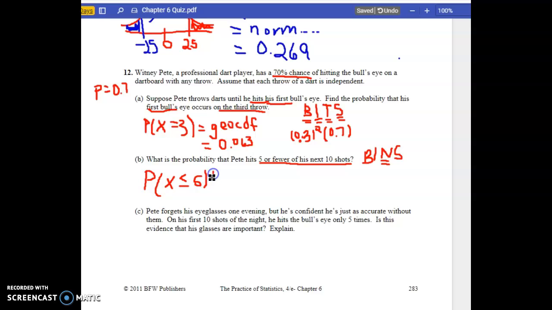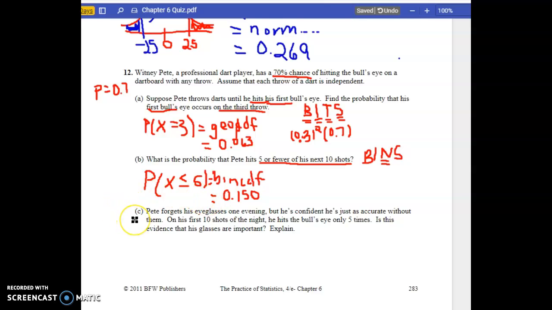So you would do a binom CDF. Oh, this should have been PDF in part A as well. It's my bad. It's a geom PDF in part A. And B, though, it's a binom CDF. And then you type in the parameters that it asks you for, and I think everyone got this. It's 0.150. Meaning he has a 15% chance of hitting the bullseye 5 or fewer times.